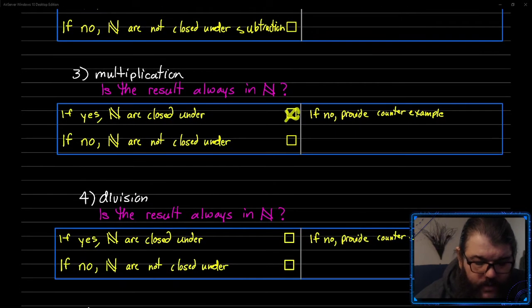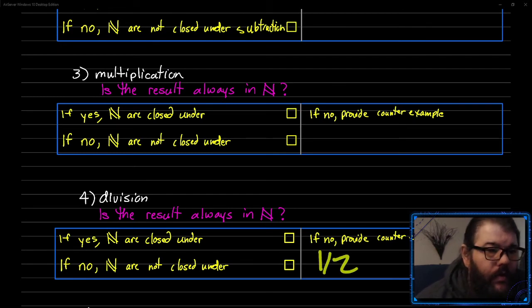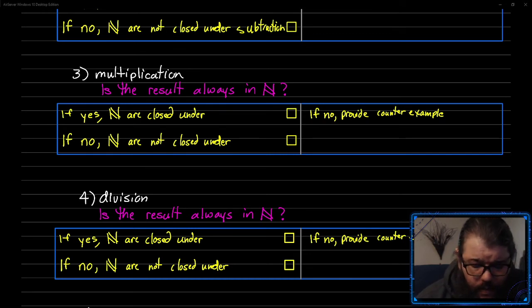How about division? Go ahead and pause and think about this. Turns out division's not okay. If I do 1 divided by 2, I end up with a counterexample, so natural numbers are not closed under division. Because there are some elements that I take out of the set, and when I apply the operation, I end up with an element outside of the set.